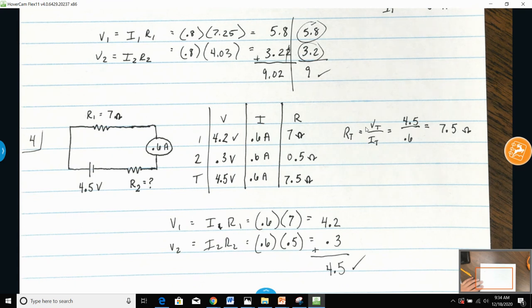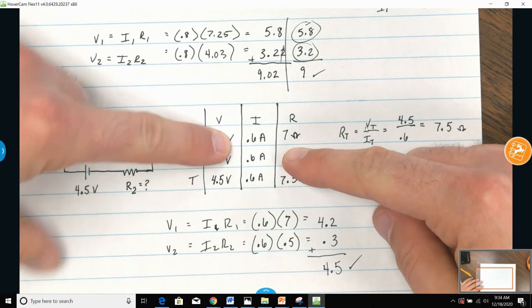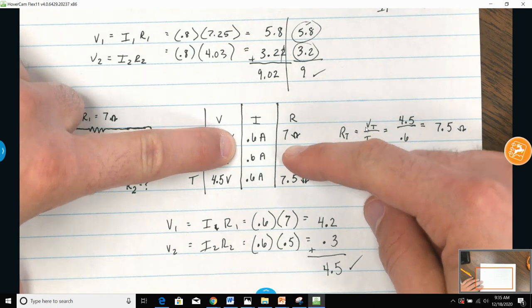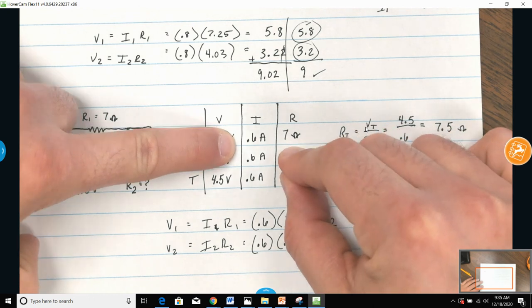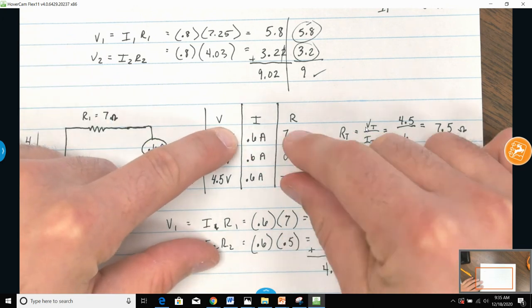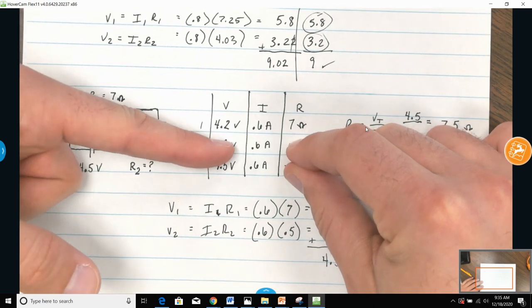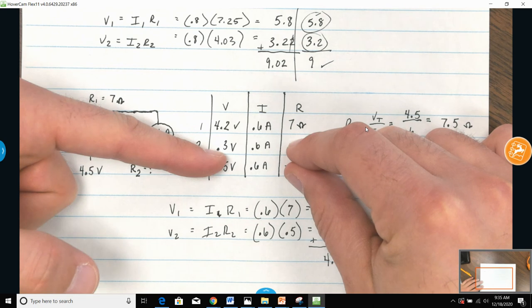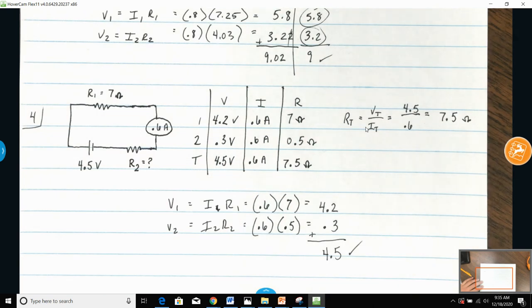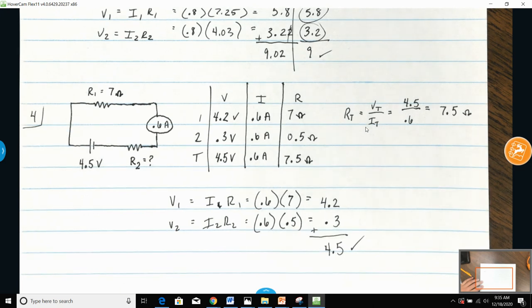Now, could I have done this a slightly different way? You could have. I don't want to confuse you, but because these things were blank, and we decided to use RT here, I could have found V1 first, this times this, and I would have gotten 4.2. And then I could have subtracted 4.5 minus 4.2 and gotten 0.3, and then divided to get my 0.5. So there is another way to do it, just kind of the retro version of it.